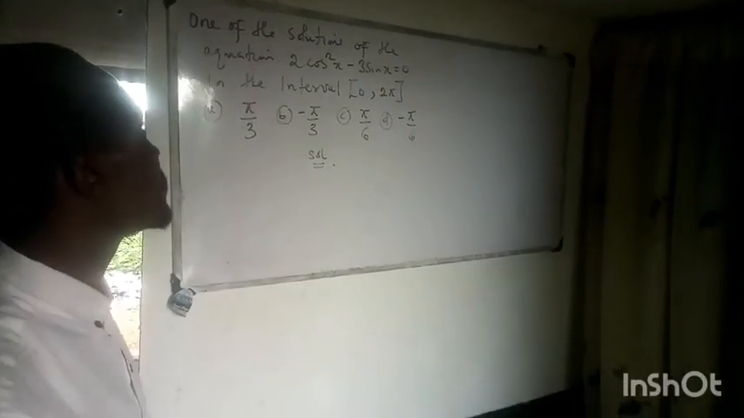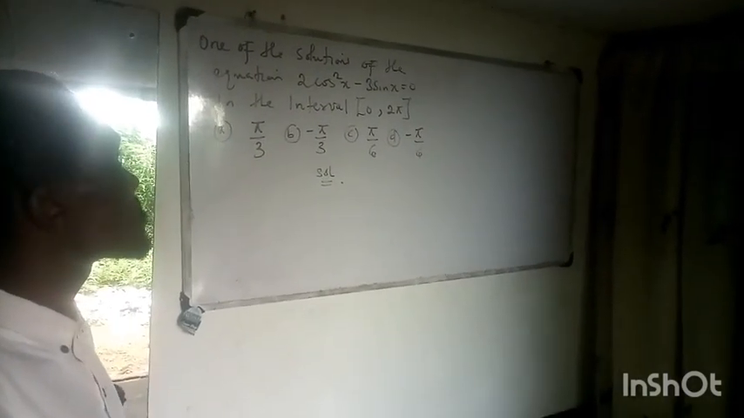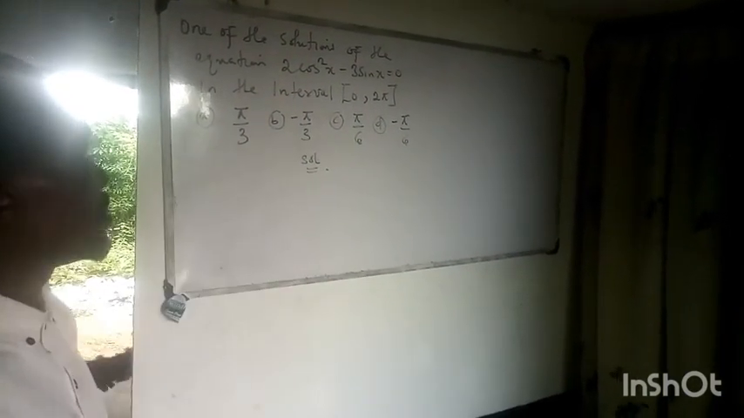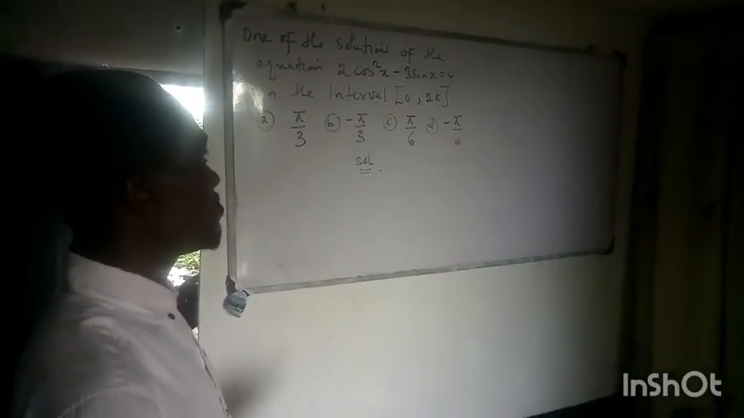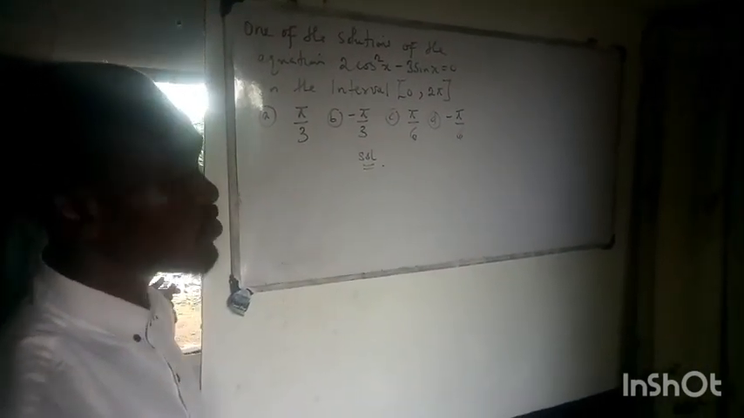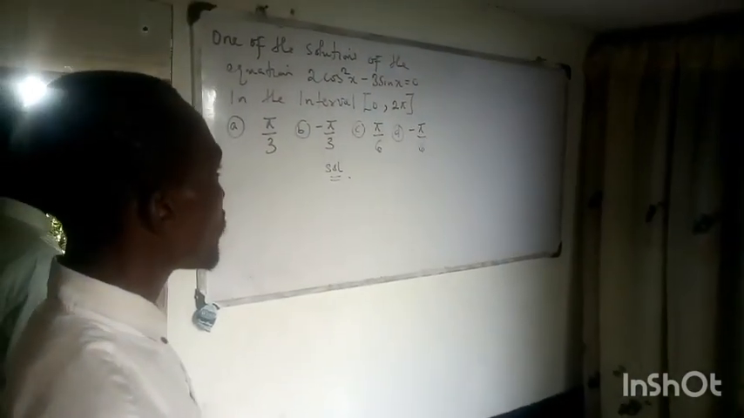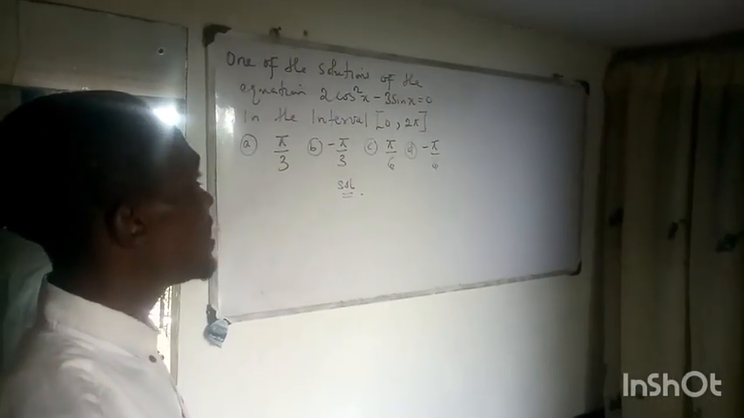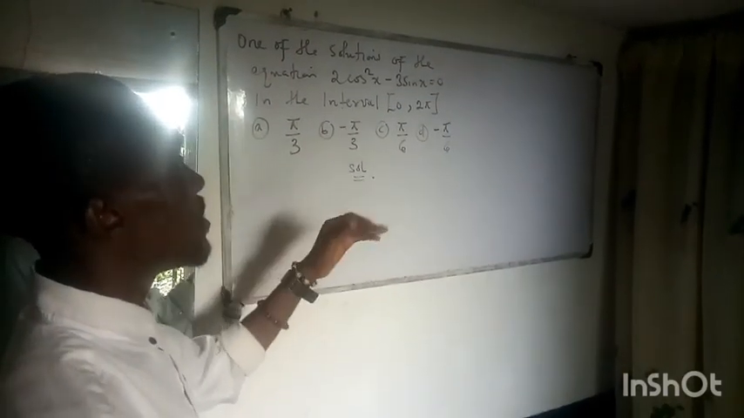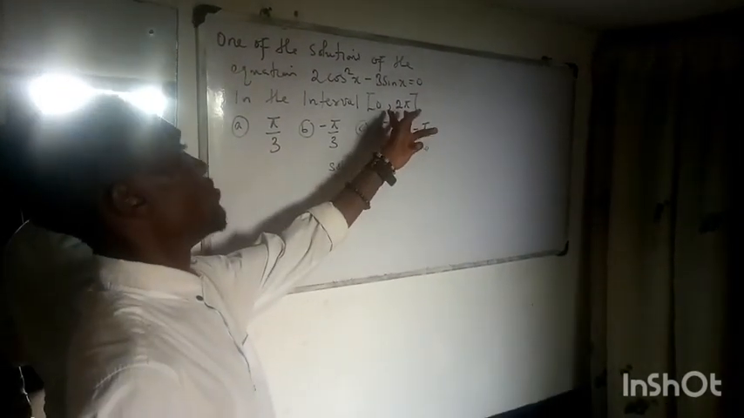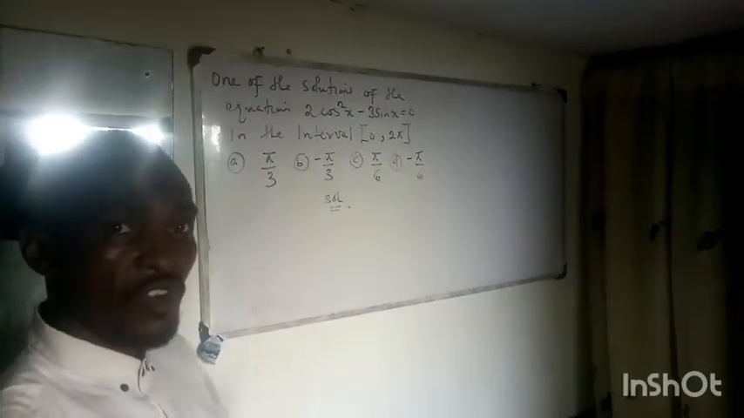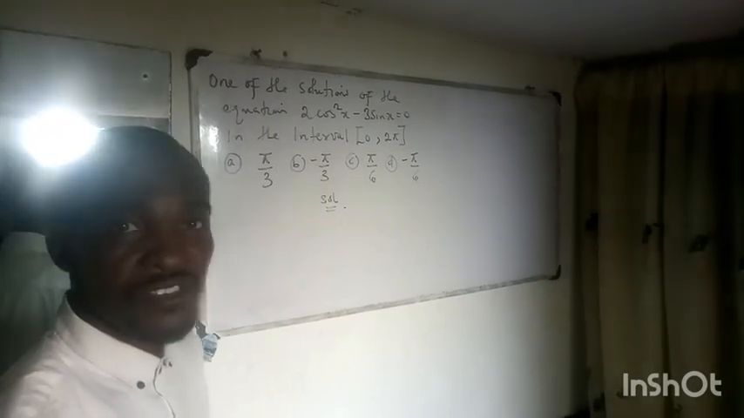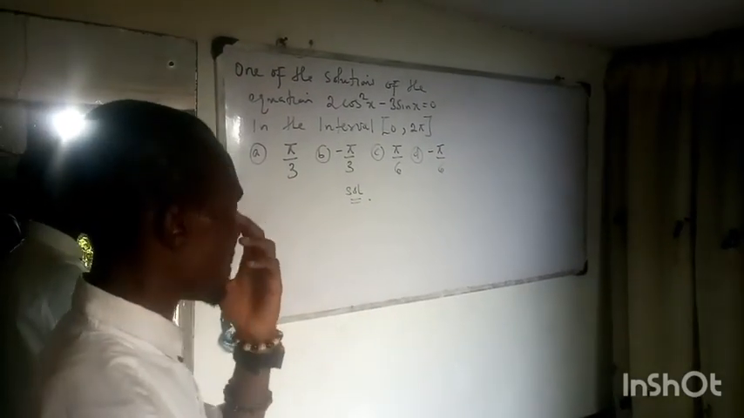So let's look at this. One of the solutions of the equation 2 cos square x minus 3 sine x equal to 0 in the interval is, now this is actually an equation in trig. So we are going to see how to solve this equation to obtain the value of the angle x, and then we are going to make sure that our solution lies in this particular interval. That means it runs from 0 degrees to 360 degrees, which is 2 pi.